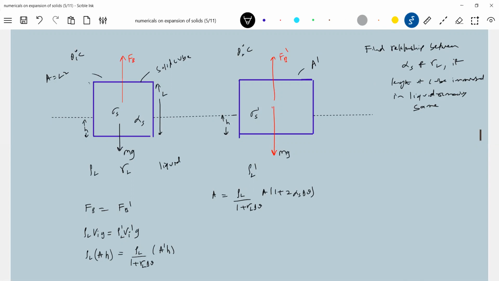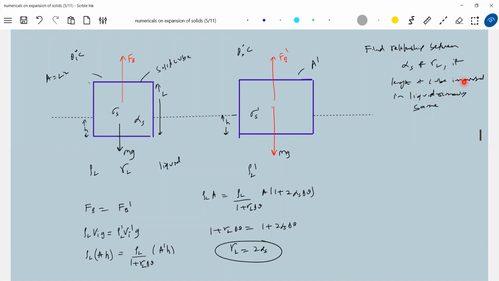A gets eliminated, so rho L also gets eliminated. Let me write this: 1 plus gamma L delta theta equals 1 plus 2 alpha S delta theta. So what is gamma L? It equals 2 alpha S. If this condition is satisfied, this H will not change. The length immersed will not change, so don't say that the volume immersed will not change. Find the relation between alpha S and gamma L if the length of the cube immersed in the liquid remains the same.